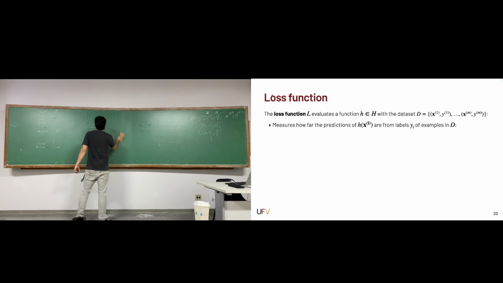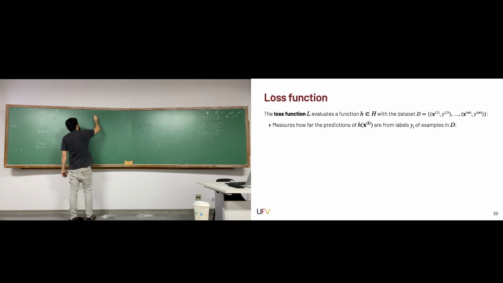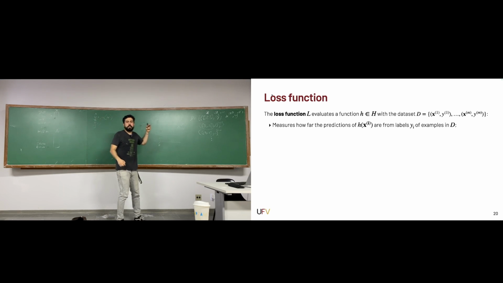Okay? So we can write it this way. We can say y hat equals h of x. So y hat is my prediction. The loss function is going to compare y hat, which is the prediction, to the real label, and it's going to measure, if you will, the distance between them. So I want to check how far my function is from predicting the real label correctly.